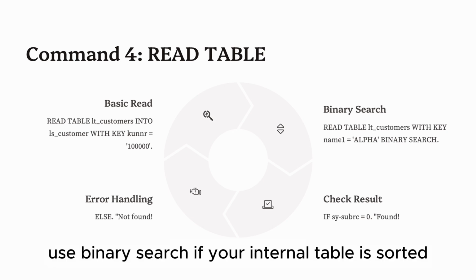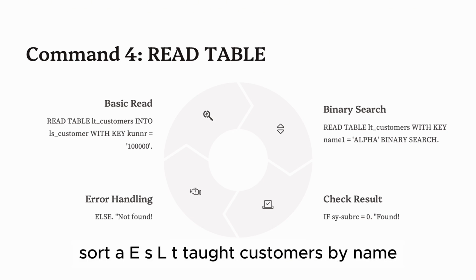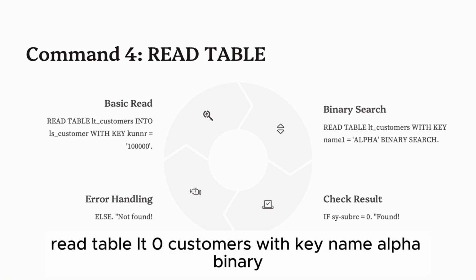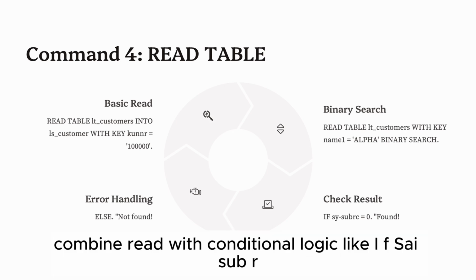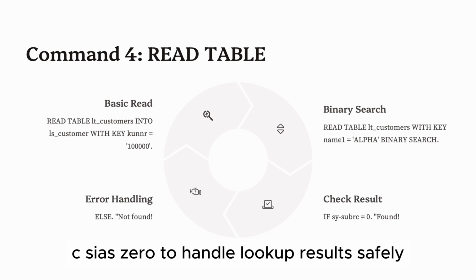Optimization tip. Use BINARY SEARCH if your internal table is sorted. SORT lt_customers BY name1. READ TABLE lt_customers WITH KEY name1 = 'Alpha' BINARY SEARCH. Bonus insight. Combine READ with conditional logic like IF sy-subrc = 0 to handle lookup results safely.